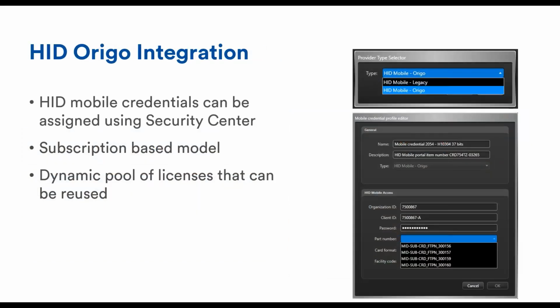Another interesting feature available in Secure Center 5.9 is integration with the HID Origo platform. This will be available in version 5.9.1, which is coming out soon. And what it does is it allows you to assign HID mobile credentials in Secure Center. HID Origo is interesting because it uses a subscription-based model which allows you to scale up and down easily, and it uses a dynamic pool of licenses that can be reused when a license is no longer used by a mobile device.